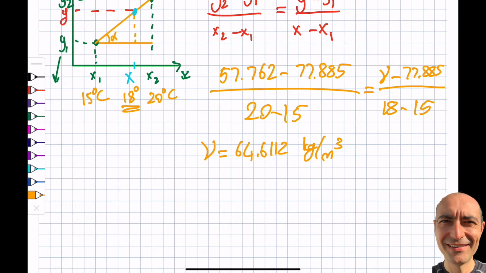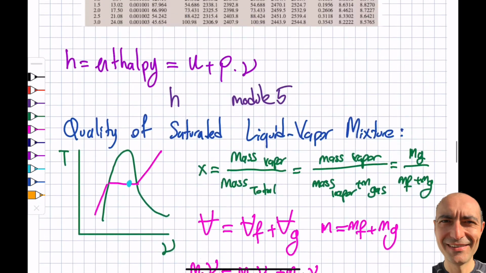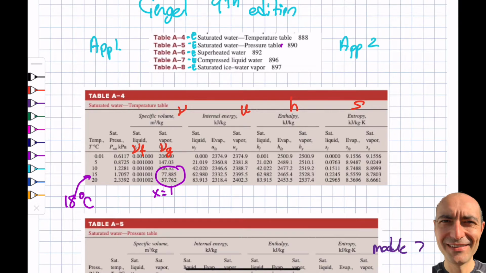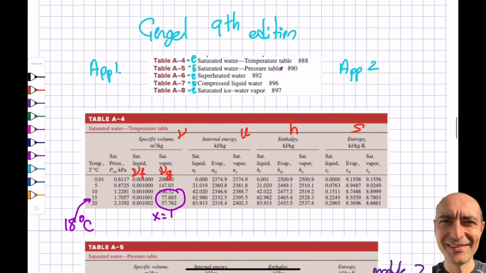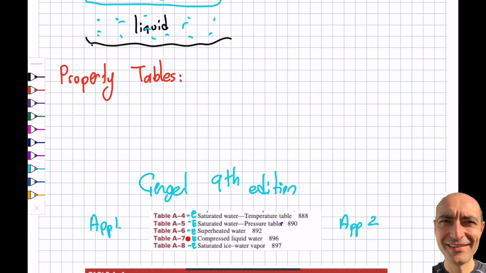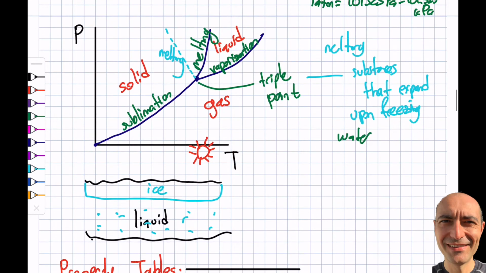Now, let me go back. So I said so far that A4 and A5, let's look here, or A4E and A5E, are for saturated water, right? But remember, there are superheated water and compressed liquid water regions too, as well as the saturated ice and water vapor region. And these are given as A6, A7, and A8 respectively, right?